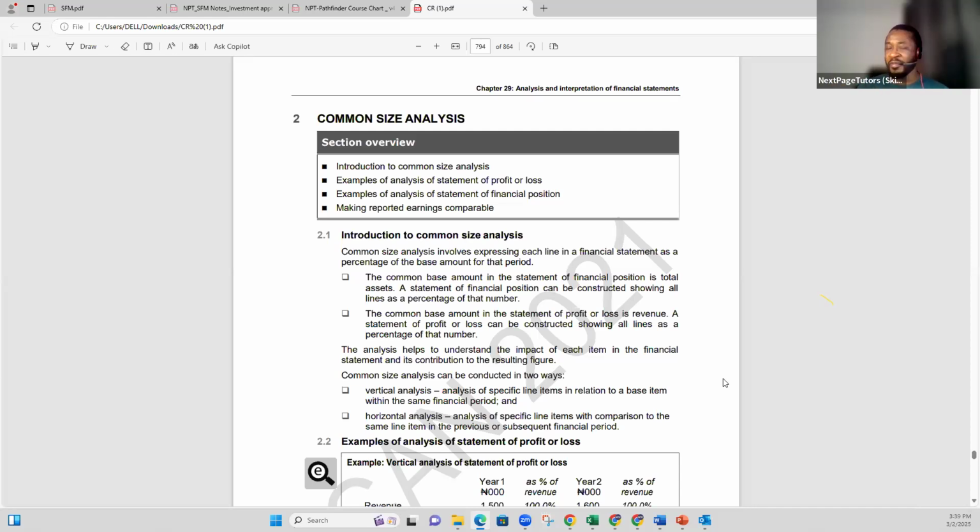You may wonder how useful this ratio will be. It's very useful. It shows you an entire picture, a good picture. I think we use this in case studies a lot, right? The second bullet point says the common base amount in the statement of profit or loss is revenue. Every other item in the statement of profit or loss can be constructed as a percentage of that revenue, which you have identified as the base item. And that's what common size is all about.